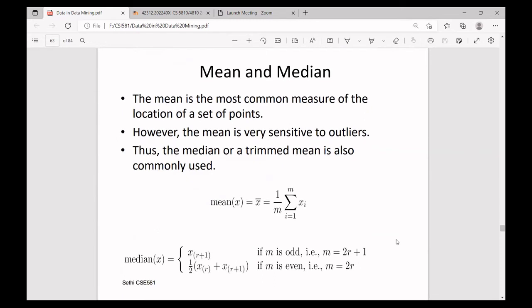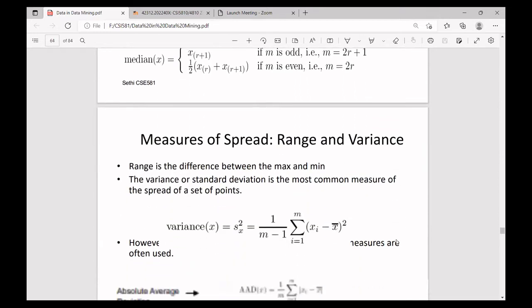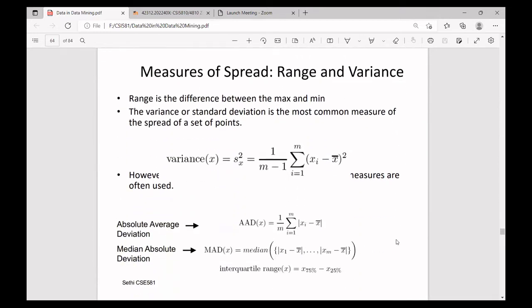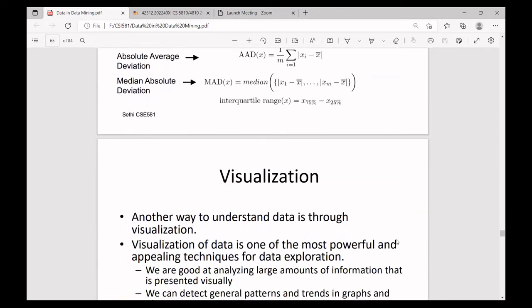So definitions for mean and median, everybody knows. So let's just move on. All right. Similarly, how the features are varying, we can measure that in terms of variance. And there are also a couple of other things that people can use, like absolute average deviation or median absolute deviation, etc. But most commonly people end up using variance.